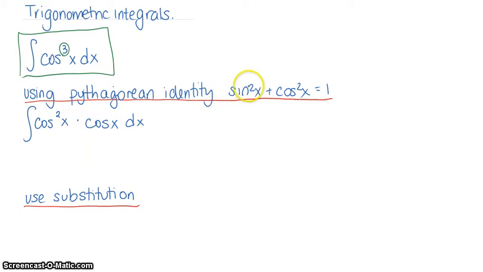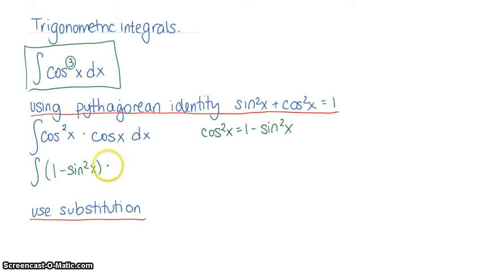Now, using the identity sine squared of x plus cos squared of x equals 1, we can rearrange this for cos squared of x. So cos squared of x is going to equal 1 minus sine squared of x. If we substitute that in, we get 1 minus sine squared of x times cos of x.